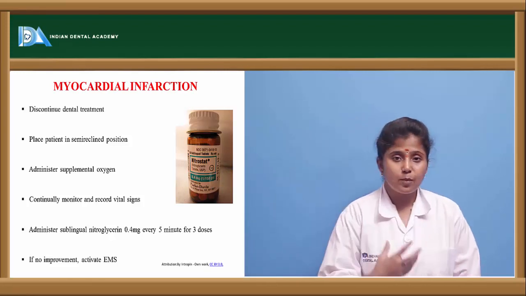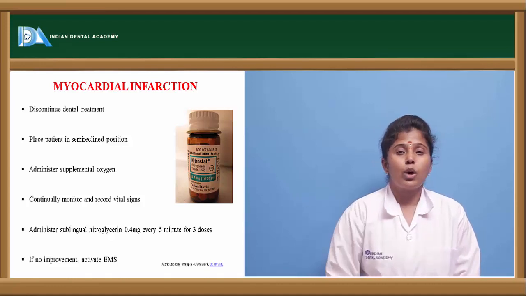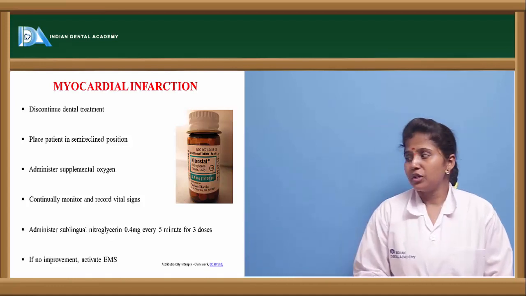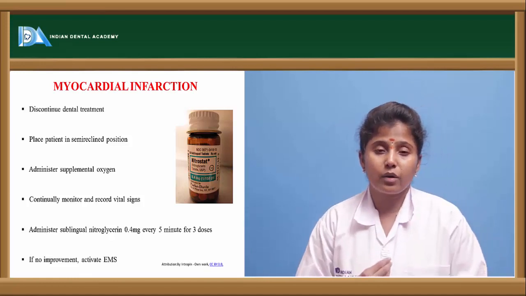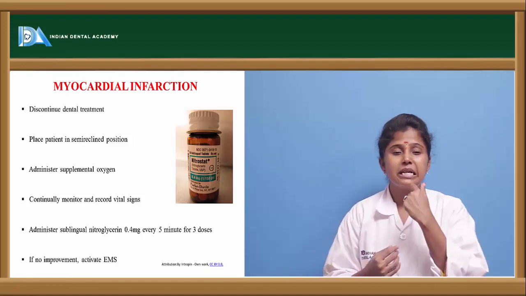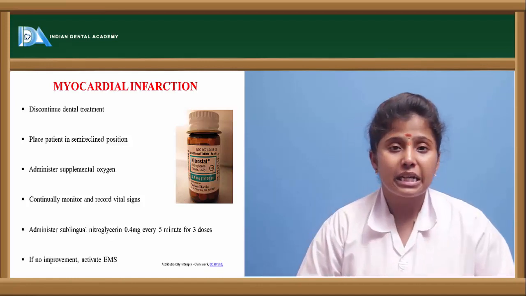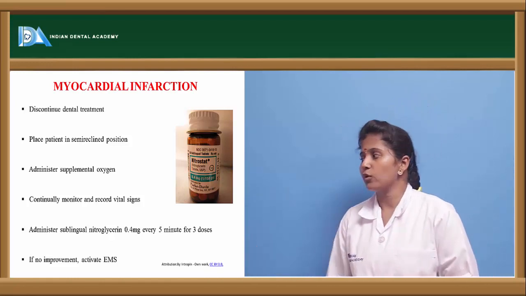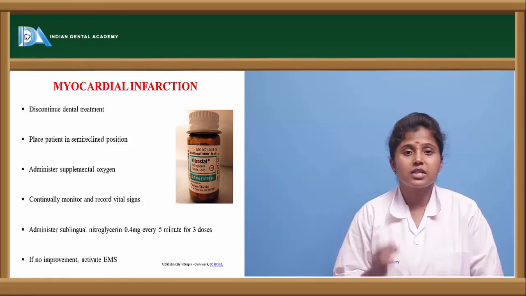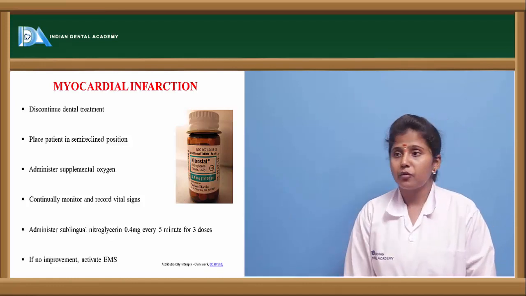And oxygen supplement should be given to that person, and we need to monitor the basic vital signs and symptoms. And we should give nitroglycerin. We should give sublingual nitroglycerin. Sublingual should be placed here, under the tongue. The nitroglycerin should be placed by the sublingual route in a dose of 0.4 mg every 5 minutes for 3 doses. And thereby the person should be immediately moved to the hospital.